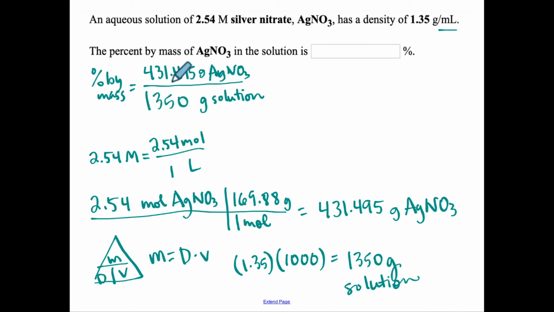So we take the mass of the silver nitrate divided by the mass of the solution times 100, because it's a percentage equation, and we end up with 31.96% by mass.